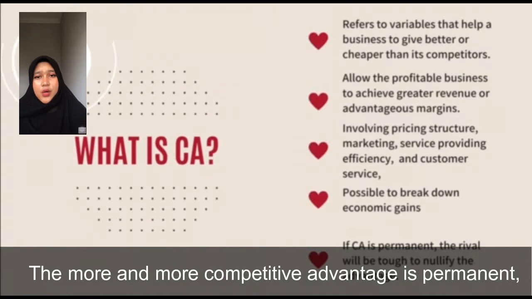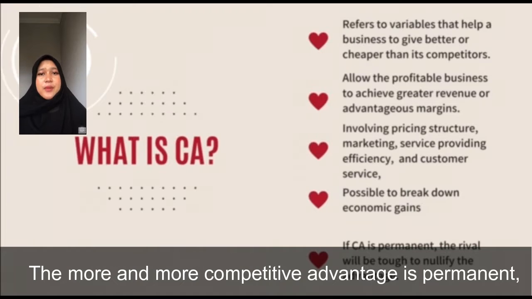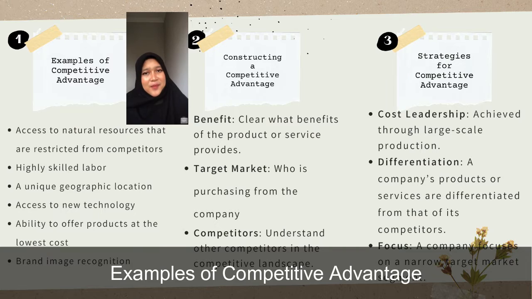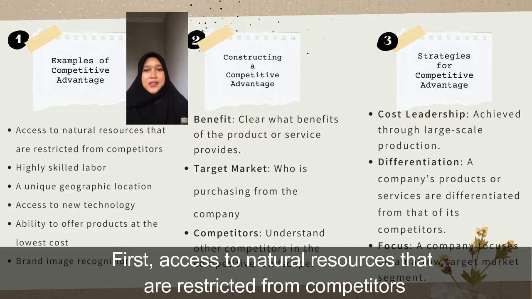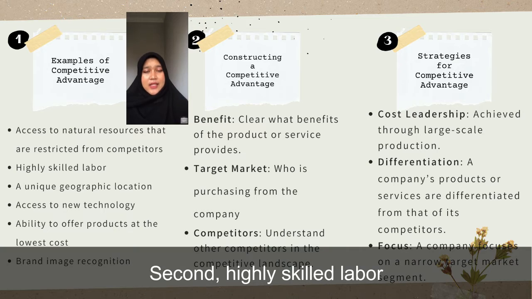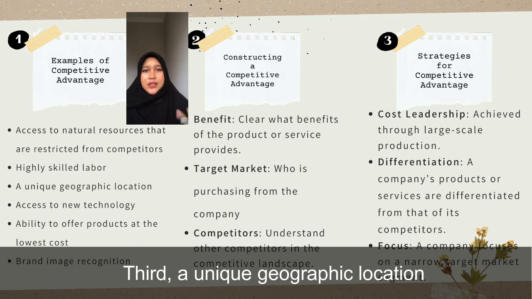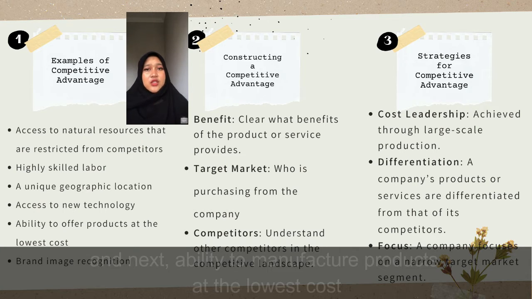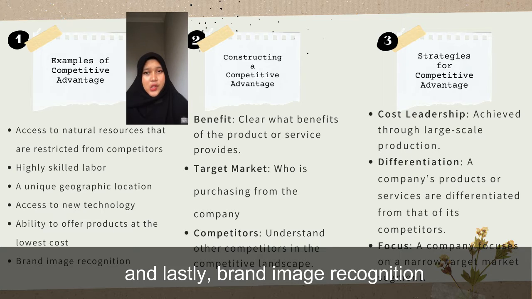The more permanent a competitive advantage is, the tougher it is for rivals to nullify it. Examples of competitive advantages. First, access to natural resources that are restricted from competitors. Second, highly skilled labor. Third, a unique geographic location. Next, access to new or proprietary technology. And next, the ability to manufacture a product at the lowest cost. And lastly, brand image recognition.